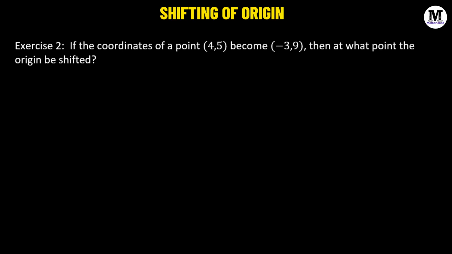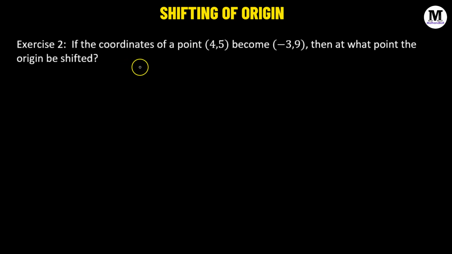Problem number 2. It's given here that we have a point whose coordinate is 4 comma 5, and the coordinate changes to negative 3 comma 9. That means the origin has been shifted. So we have to find out what is the position of the new origin.